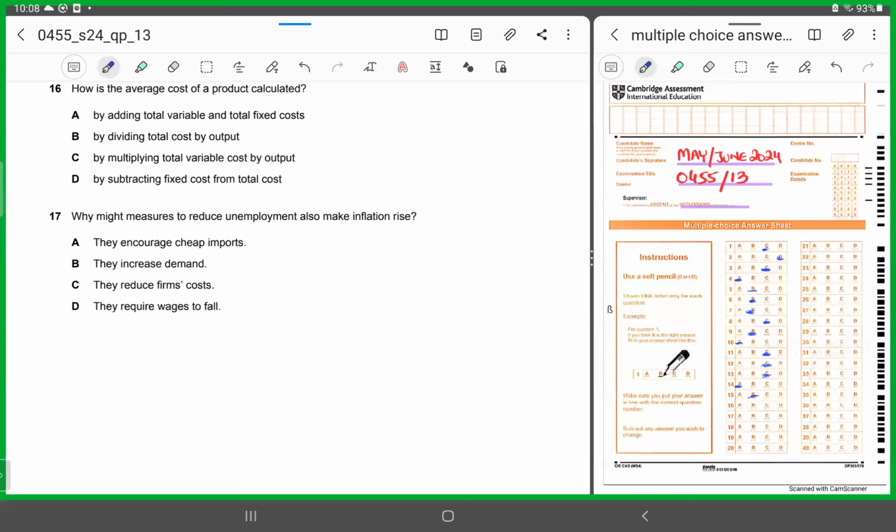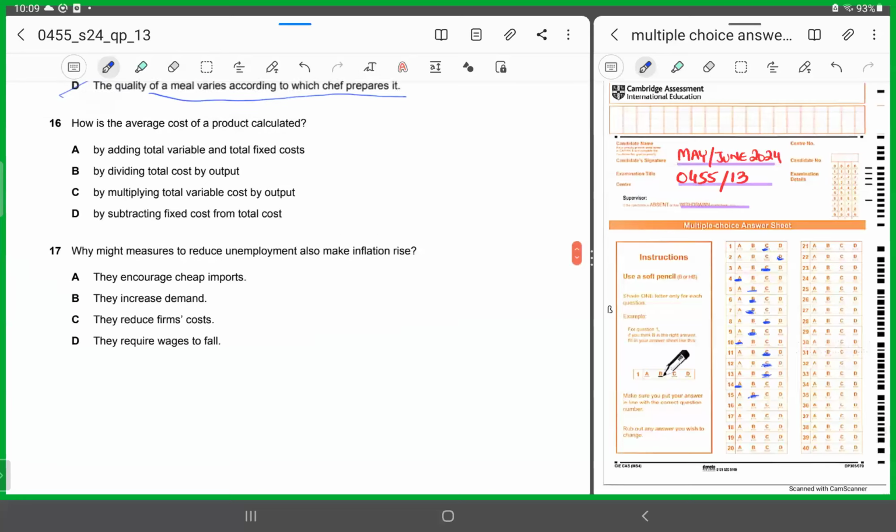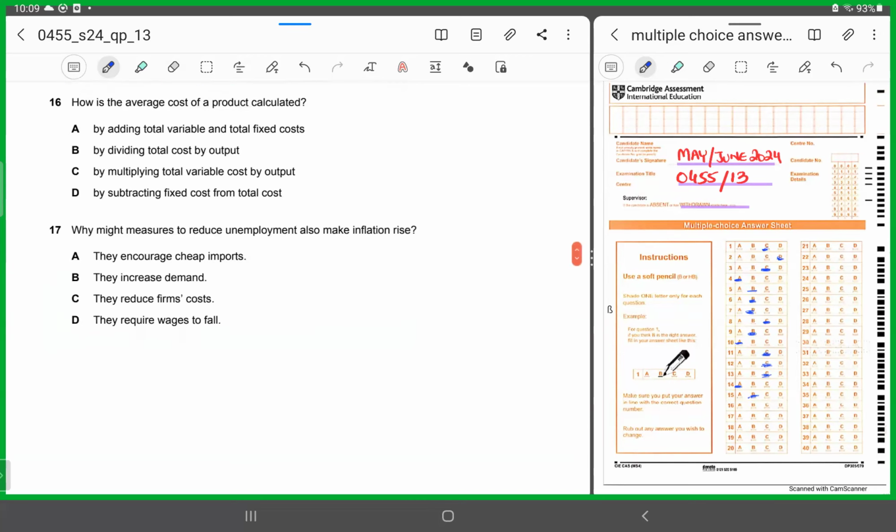MCQ number 16 talks about how the average cost of a product is calculated. It's talking about the basic simple formula to arrive at the average cost. We'll take the total cost and divide it by the number of units, or the total output, in the denominator. So, according to the definition, the answer should be option B, dividing the total cost by output. Hence, for 16, it has to be B.